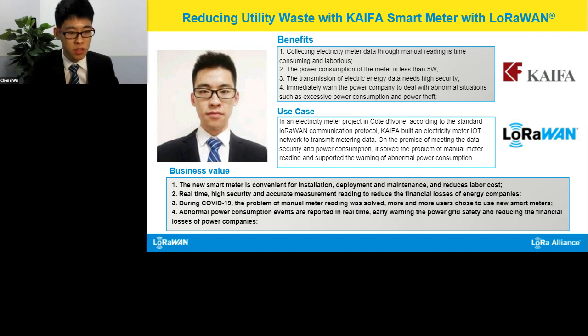First, with the help of LoRaWAN technology, the new smart meter is convenient for installation, deployment, and maintenance, which reduces the labor cost. Second, real-time, high security, and accurate meter reading reduces the financial loss of an energy company. Third, especially with COVID-19, we should reduce the flow of personnel as far as possible. The wireless meter reading technology solved the problem of manual meter reading. More and more users choose to use the new smart meter. Fourth, abnormal power consumption events are reported in real time, giving early warning for power safety and reducing the financial loss of power companies.